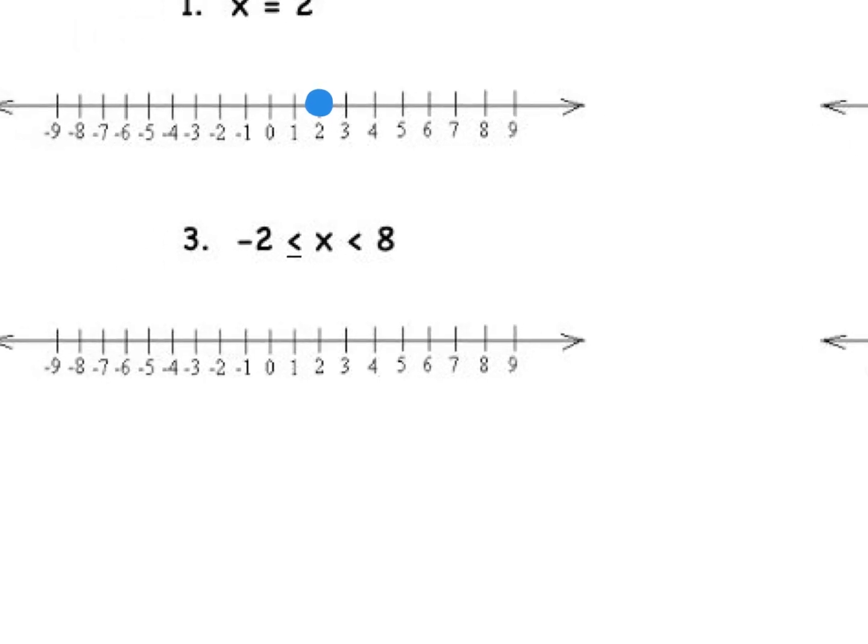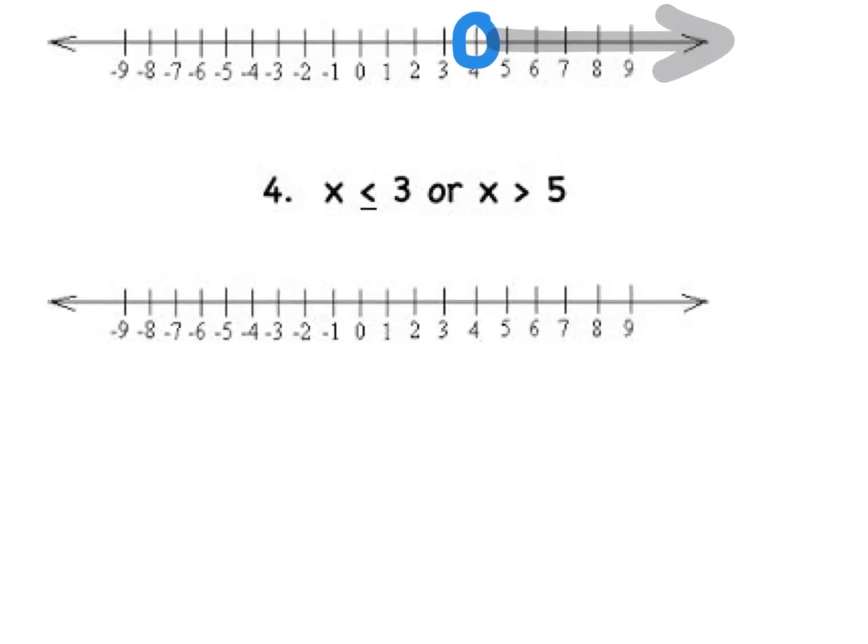In 3, this is a compound inequality, read as -2 is less than or equal to x, which is less than 8. So what I do here is I put a closed circle on -2, an open circle on 8, and I'm shading the region in between. So x can be any of those values within that shaded region.